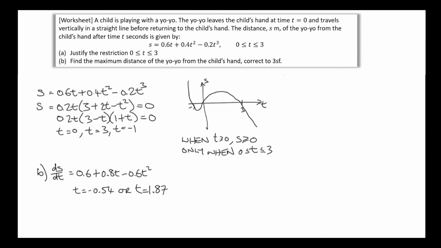Okay, so like I've said before, the negative time would be before we've released the yo-yo, so that isn't going to be sensible or useful in this case. Time equals 1.87, that's the value we're looking for. That's the value that would lead to our maximum point. The negative would lead to the minimum point on the diagram. Okay, now that I know the time that this displacement happens, I'm going to substitute into the original displacement function, and that should tell me the actual displacement of that yo-yo at that particular time. So s is going to equal 1.21.